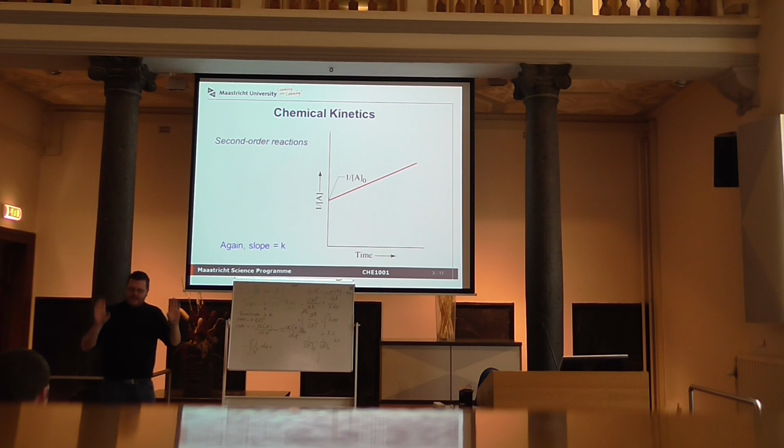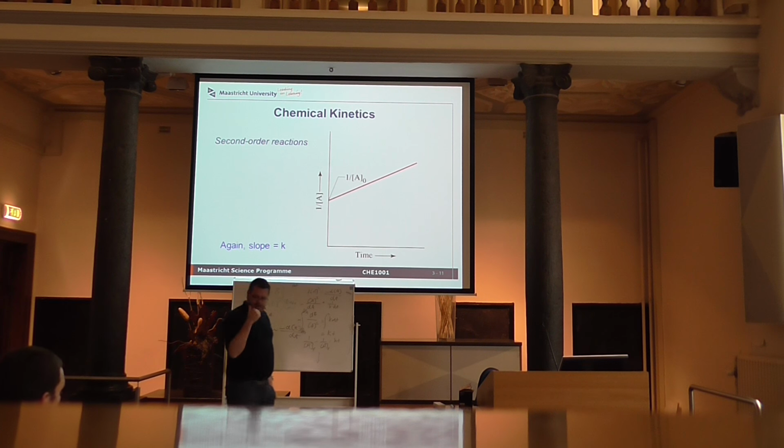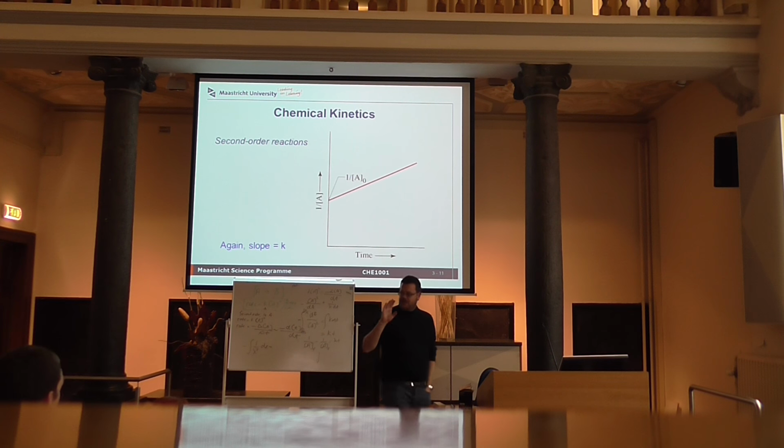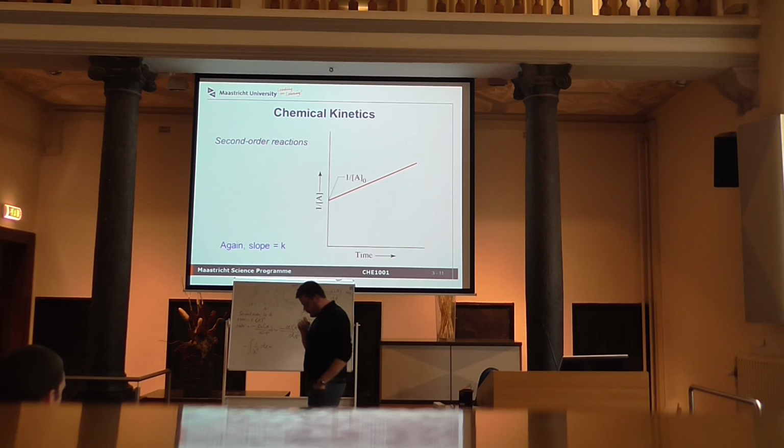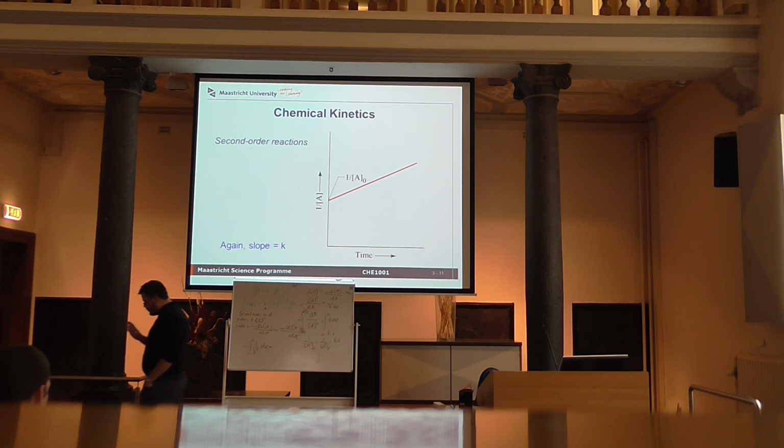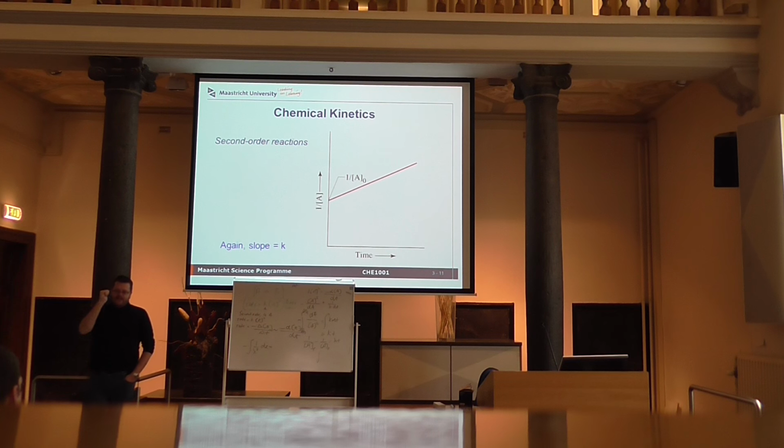So, let's summarize. We're not talking about anything more complicated than simple transformations, A to B. I'm not going at this point to make it more complicated. If it's zero order, what does the graph look like? If it's zero order, the concentration of A going to B against time is a straight line going down, and the gradient of that line is the rate constant. Okay, that's a zero order reaction.